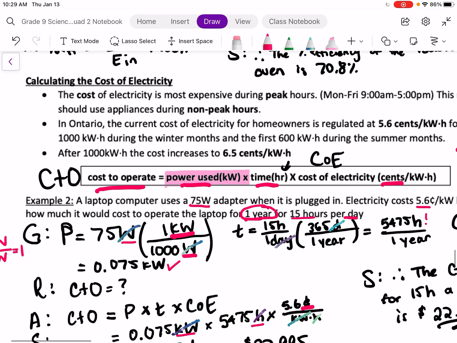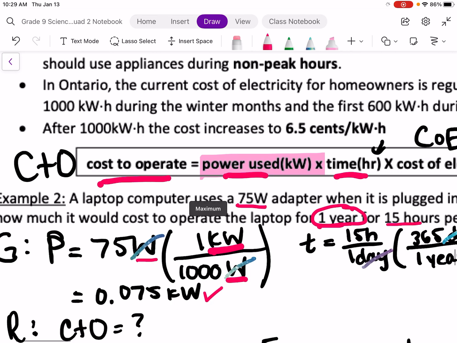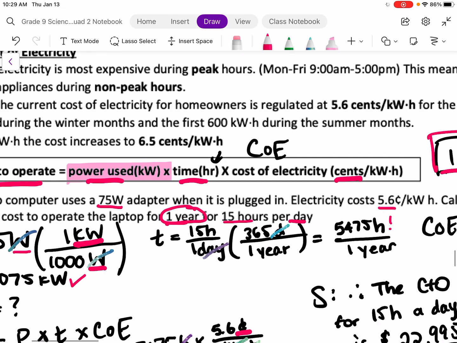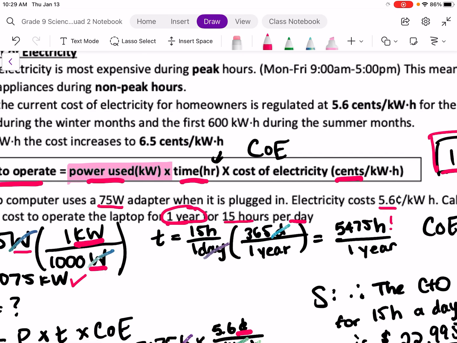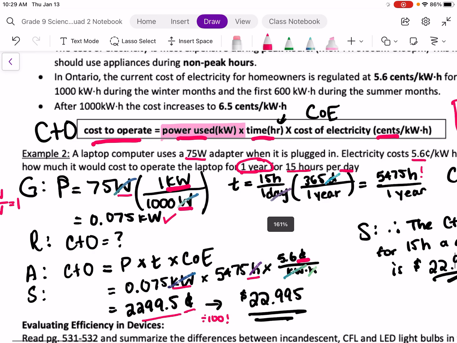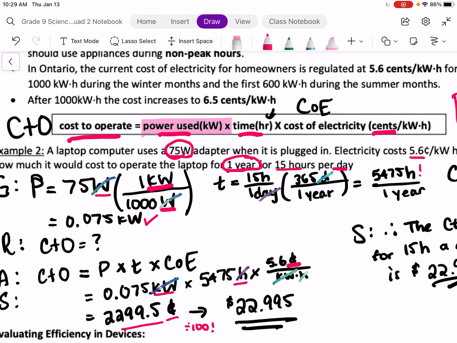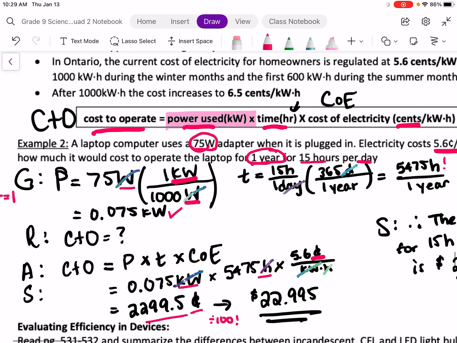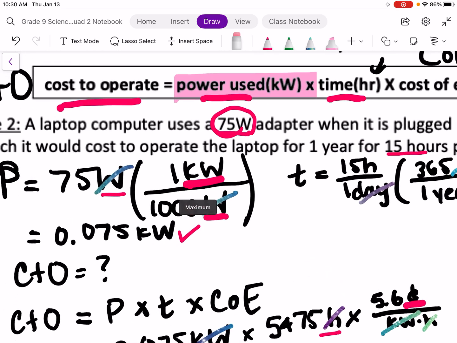In my next example, I'm looking for my cost to operate. I need power in kilowatts, time in hours, and the cost of electricity in cents per kilowatt hour. So this example gives me the power, 75 watts. The cost is given to me, and it wants to know how much it would cost for 1 year with 15 hours per day. So since it gives me 15 hours per day, I need to figure out how many is that for a year in total. I need to do some conversions here.